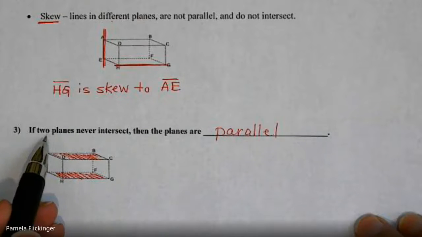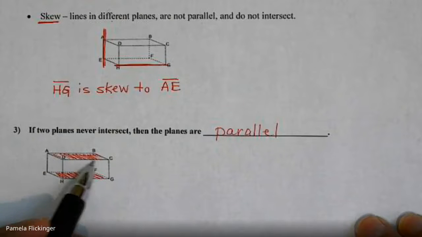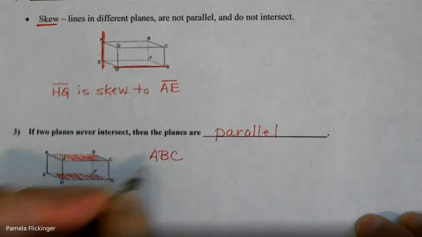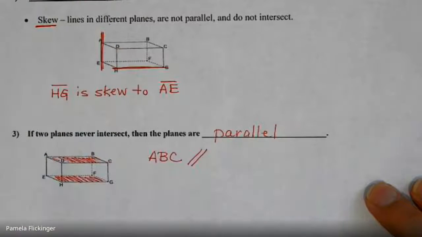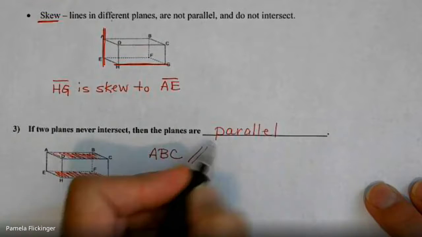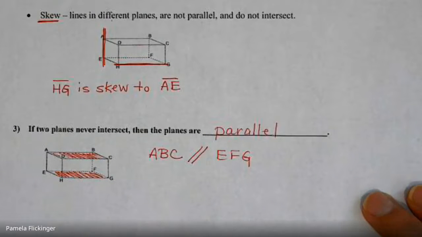Now, to name a plane, remember, we use just 3 letters. So for this top plane, I would just pick the letters A, B, and C. Again, we can use that parallel symbol. And then down here again, any 3 letters, I'll just use E, F, G.